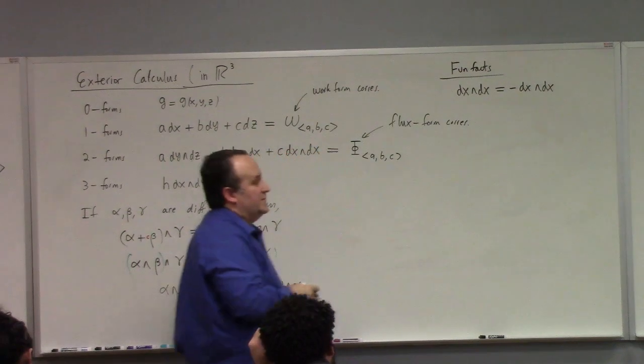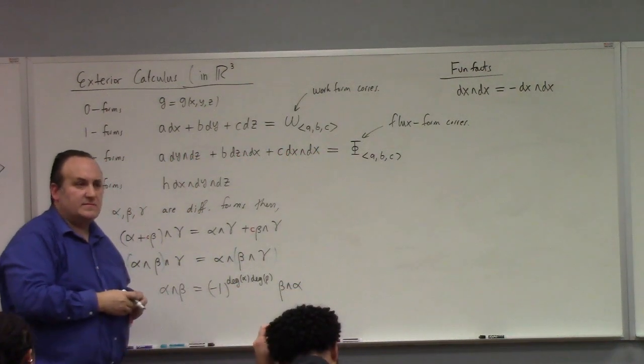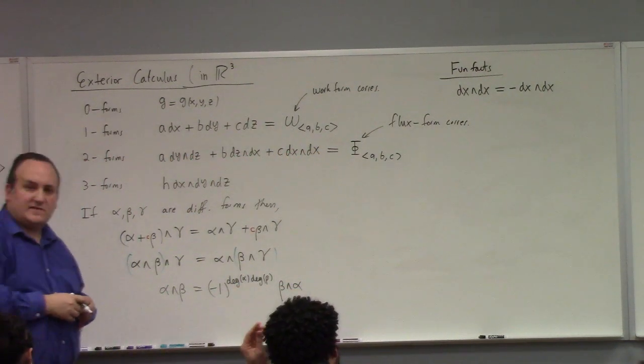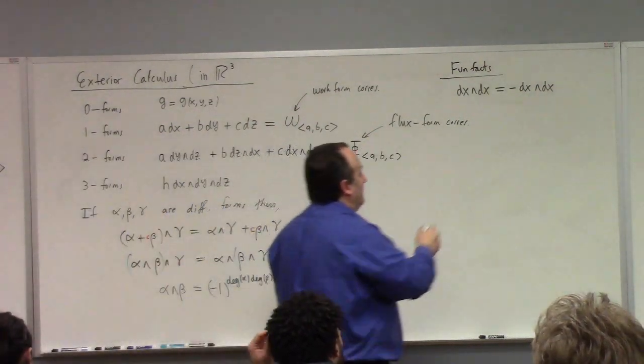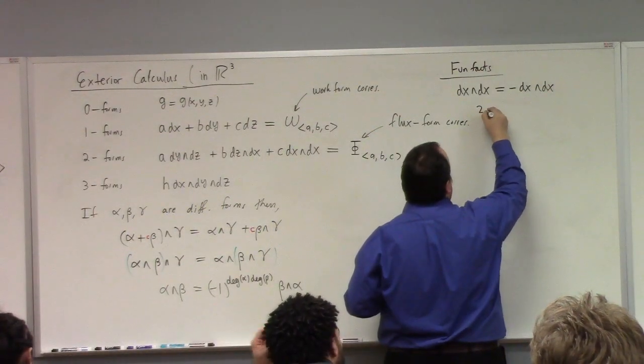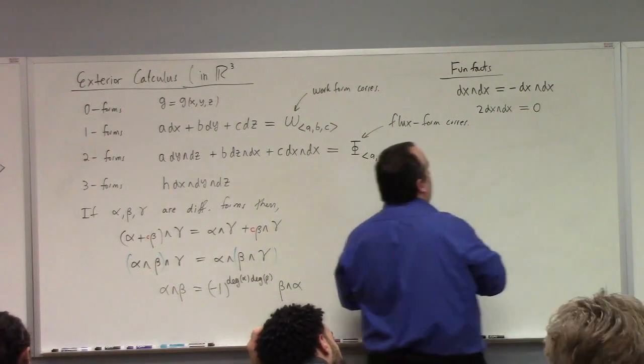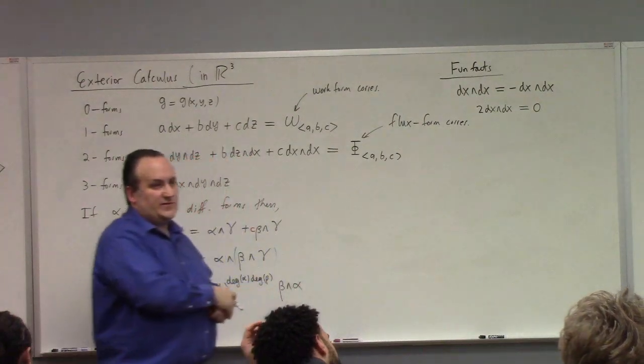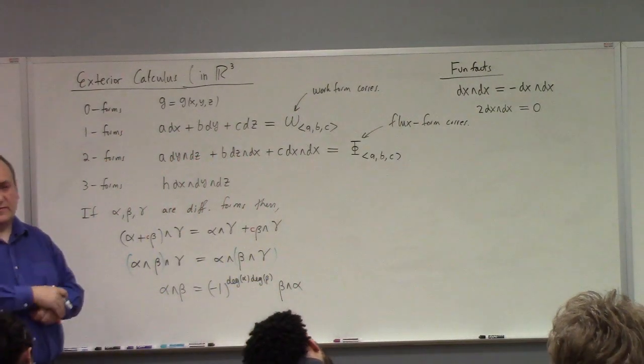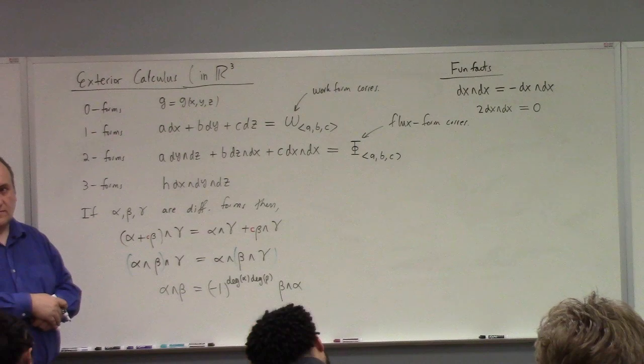If dx wedge dx is equal to minus dx wedge dx, then what does that say about dx wedge dx? Apparently it says 2 dx wedge dx is equal to what? Well, not -2, but if I add dx wedge dx to both sides, I have twice dx wedge dx is 0.